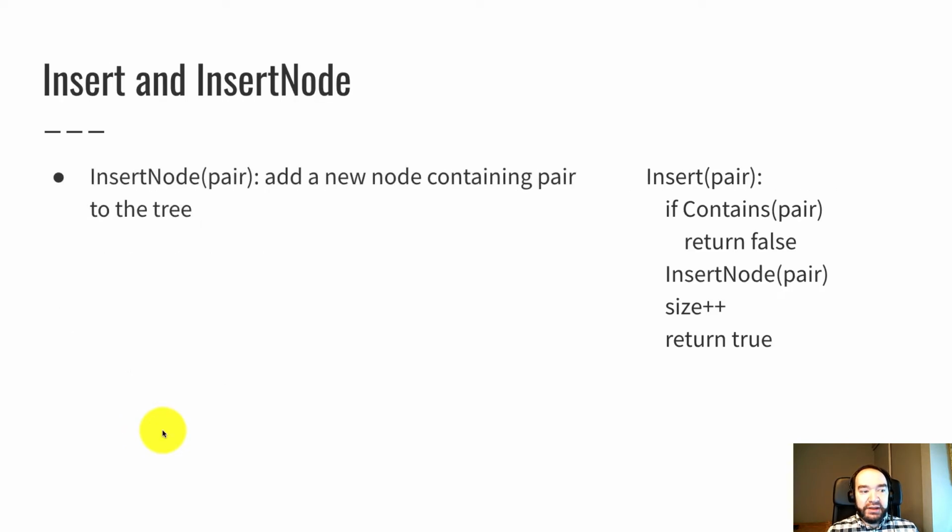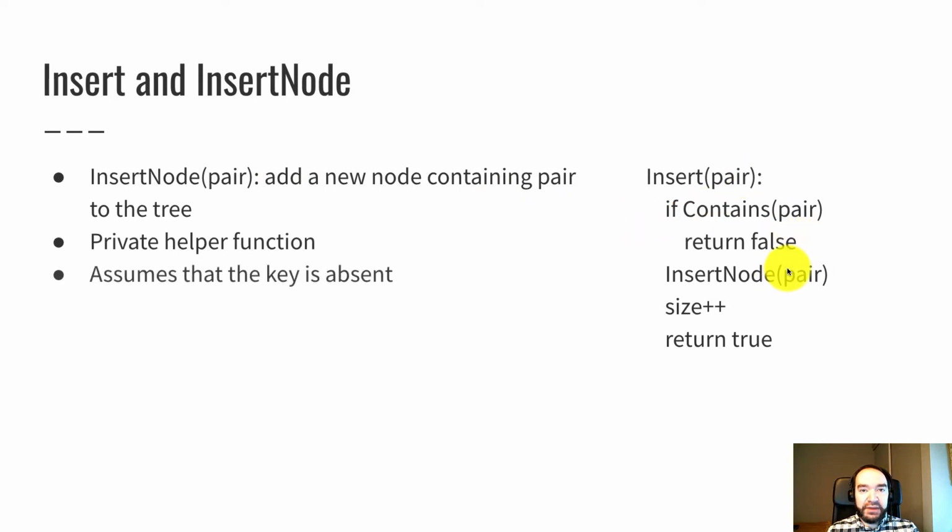So the insert node function handles just a simplified case. It handles the situation where we're given a pair to insert and we know that the key from the pair is not in the tree already. So insert node knows that it needs to add a new node object to the tree. It's going to change the shape of the tree for sure. That'll make it simpler because we don't have to worry about the case of finding a key already in the way and dealing with that.